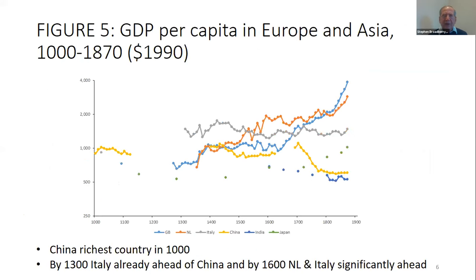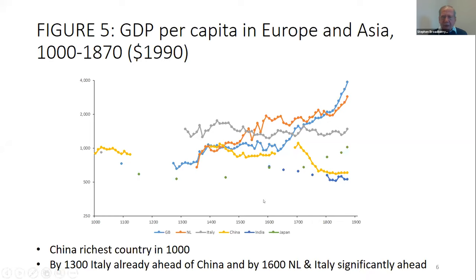If we put the two sides together, Europe and Asia, we get the picture in figure five here. China starts out probably the richest economy in the world in the year 1000, the Northern Song Dynasty. But by 1300, you can already see some of the small European economies. Italy is already ahead. And by 1600, also the Netherlands. We're seeing the Dutch Golden Age here. So it's tempting to think that the Great Divergence had already begun by 1300 or 1600.